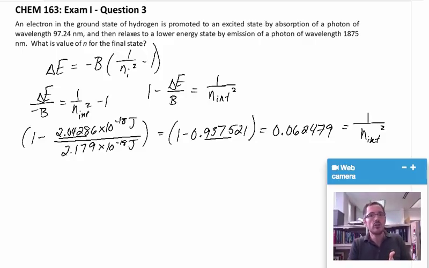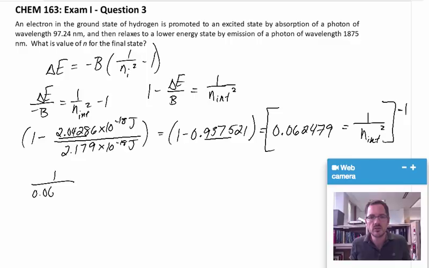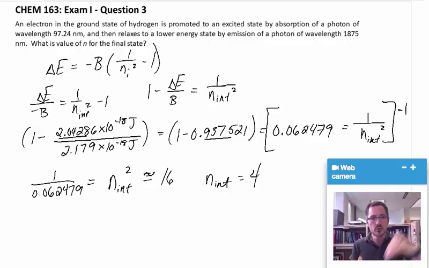The best thing that I can do now is take the inverse of both sides. So I'm going to raise to the negative 1. So 1 over 0.062479 will equal the intermediate energy level squared, because 1 over the intermediate squared is just the intermediate squared. So this value, if I plug it into my calculator, is approximately equal to 16. So my intermediate level is 4. So the electron absorbs 97.24 nanometer wavelength of light, goes to the 4th energy level.